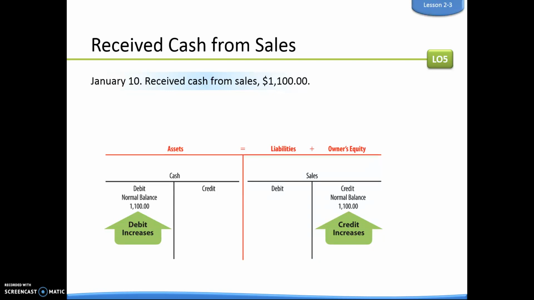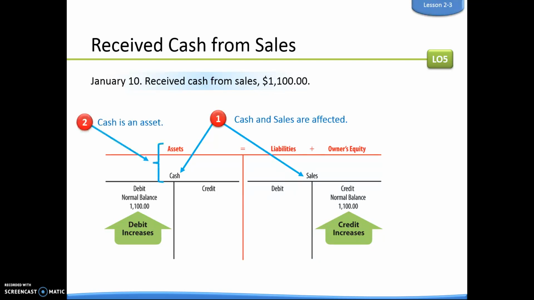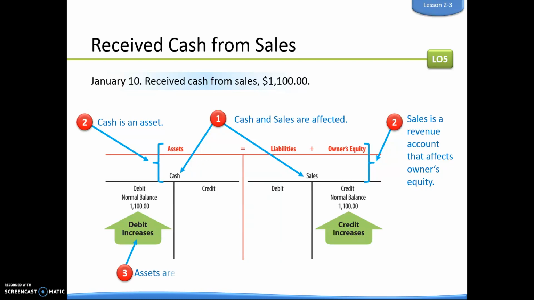So again, cash, sales. Secondly, we want to ask how is each account classified? We know that cash is an asset, so we have that classified. And then again, as we already stated, sales is a revenue account that affects owner's equity, so it falls under the owner's equity category. We need to think now, how is each account affected? It says that we received cash. That's a pretty good clue that cash is increasing. And if we received cash from sales, that means we made a sale for our business, which means that sales is increasing. So again, owner's equity is also being increased.